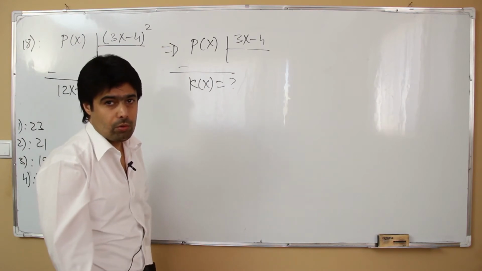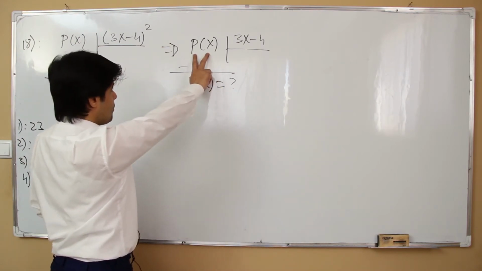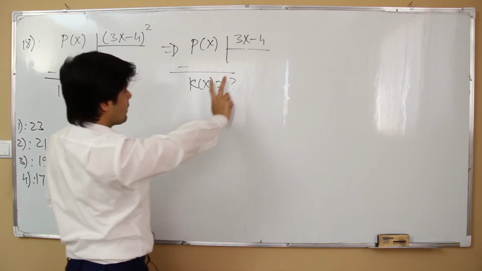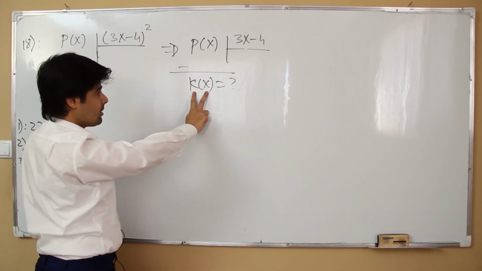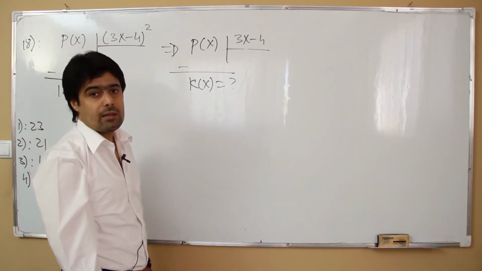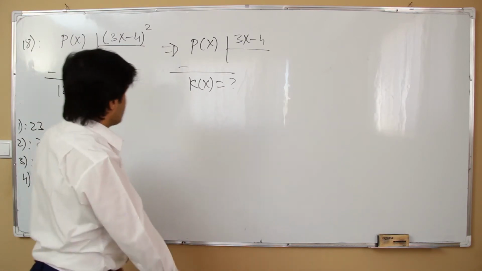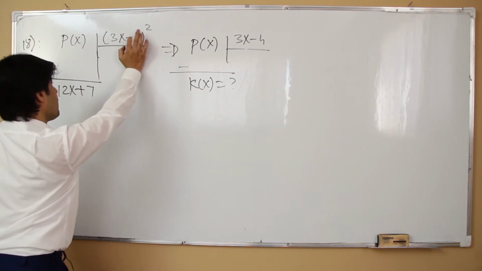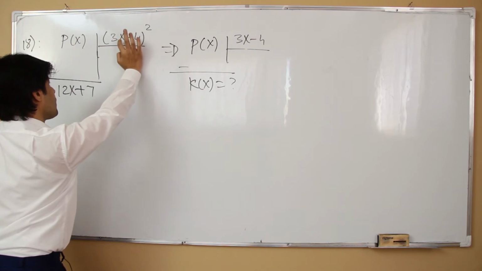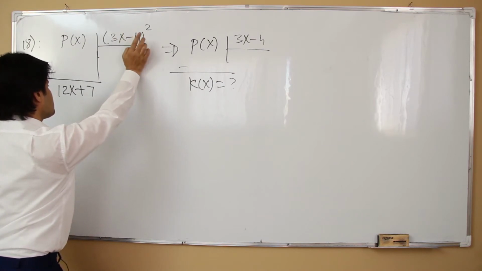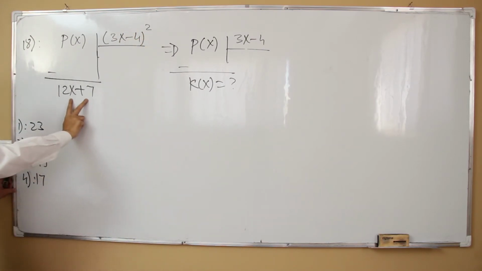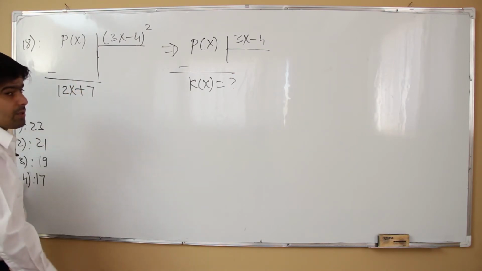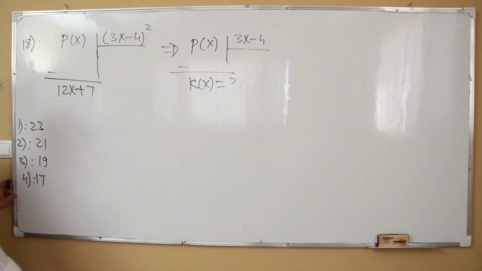You know that if a polynomial is divided by a binomial of the first degree, then the remainder is a constant number. But if a polynomial is divided by a binomial of second degree, or maybe a trinomial, then the remainder would be maybe first degree or maybe a constant number. Yes, you know these things.